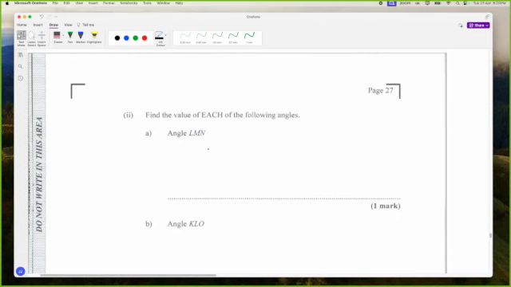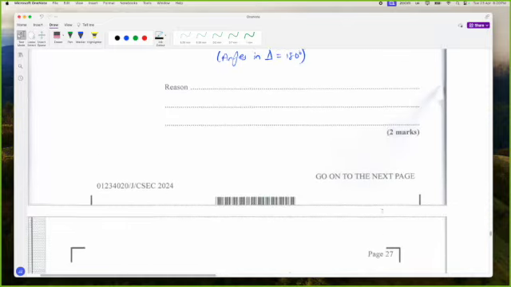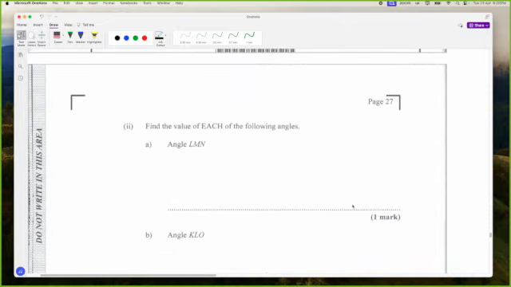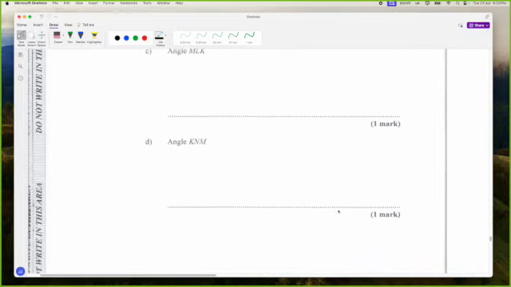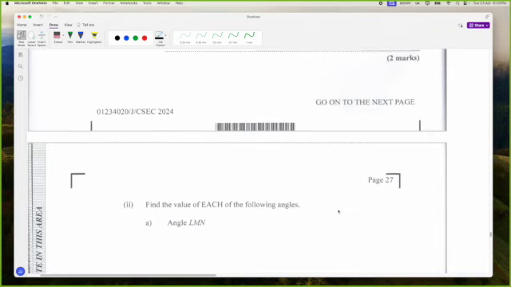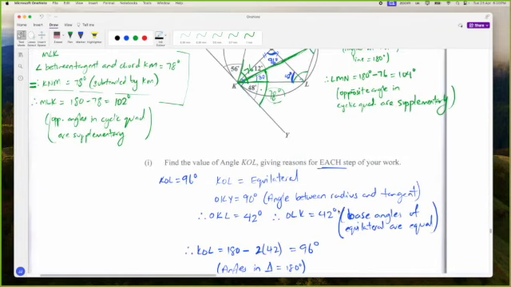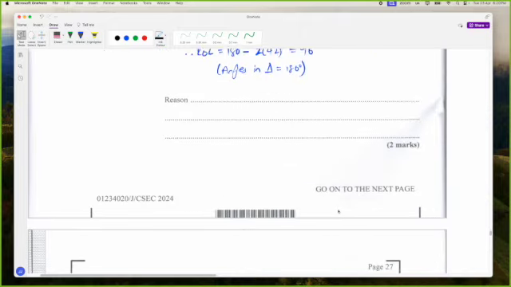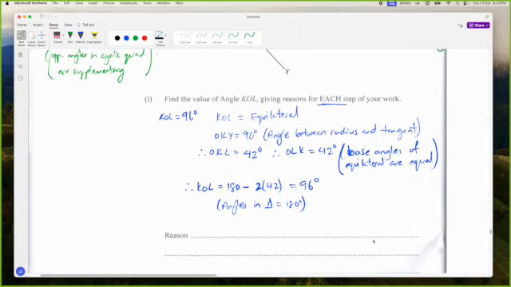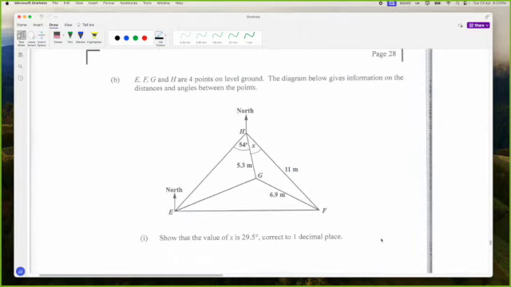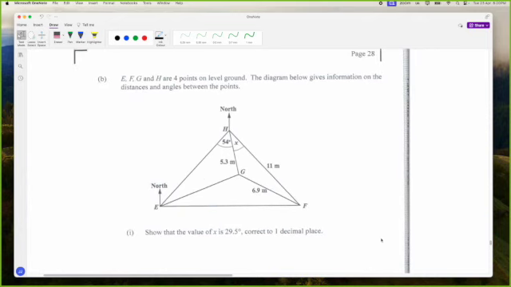Yes, find the value of each of the following angles, 1 mark. So I guess they didn't really want the reasons for this. They just wanted the answer for these. I guess they didn't really want the reason, so I didn't have to write down the reason. All right, because they only give 1 mark, but 2 marks here for reason. All right. Oh gosh, here we go.